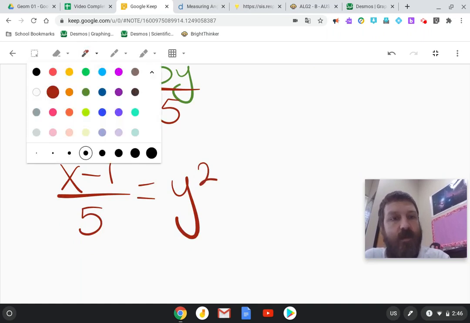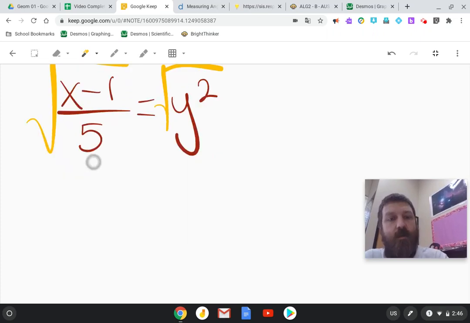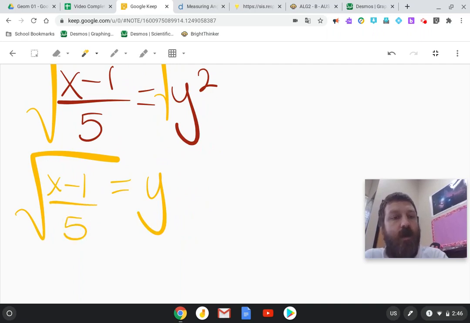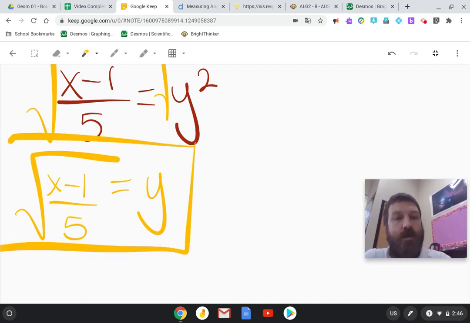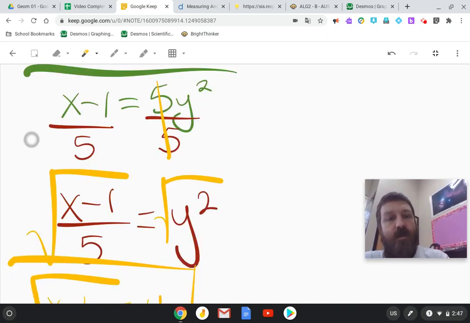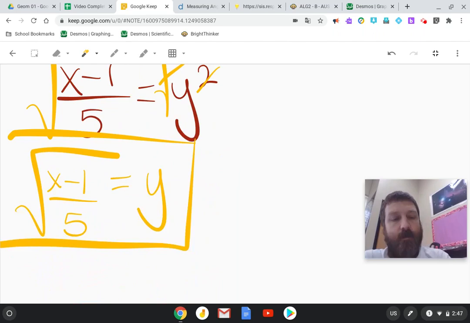I still need to get y by itself. The last step is going to be to undo the squared by taking the square root, giving me y equals the square root of x minus 1 over 5, which is a lot, but nothing in there is too crazy. We're just step by step undoing everything that is in that first original equation. And when we undo it all, we get this.